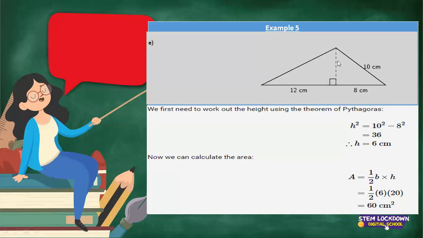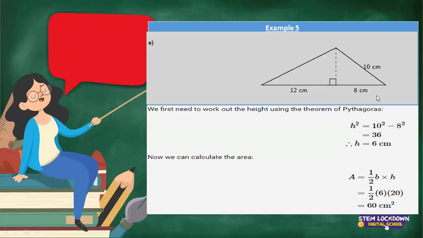Using Pythagoras, find this side. There is your hypotenuse, opposite, adjacent. Call your opposite x. Okay, theorem of Pythagoras says hypotenuse squared, 10 squared, equals x squared plus 8 squared. Or call it h: 10 squared equals h squared plus 8 squared. So h squared equals 10 squared minus 8 squared.